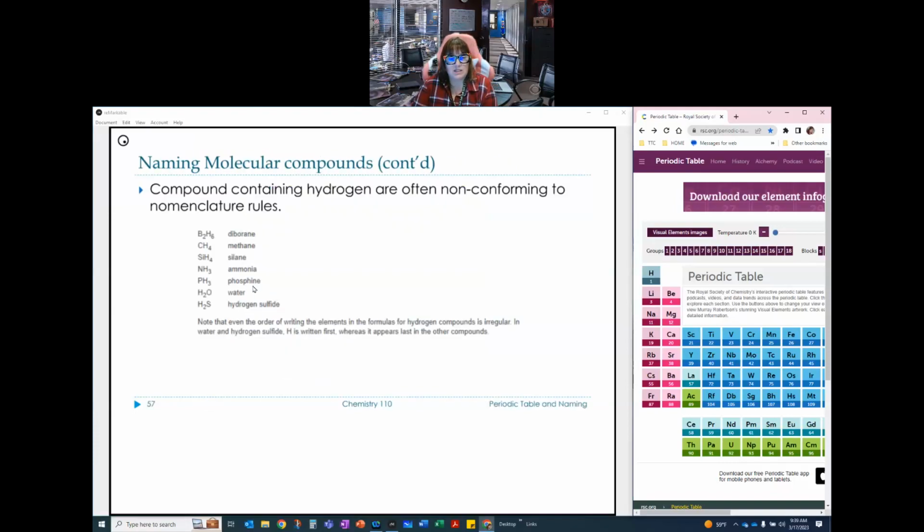Now, compounds containing hydrogen are often non-conforming to our nomenclature rules. So B2H6 is named diborane. CH4 is listed as methane. SiH4 is silane. And NH3 is ammonia. These are common names that go with these, okay? So we can use those common names. Note that even the order of writing the elements in formulas for hydrogen compounds is irregular. So normally we would put the H first because it's the positive charge, but in this case, we don't do that. So it's a CH4, all right? So those are things that we get, all right?